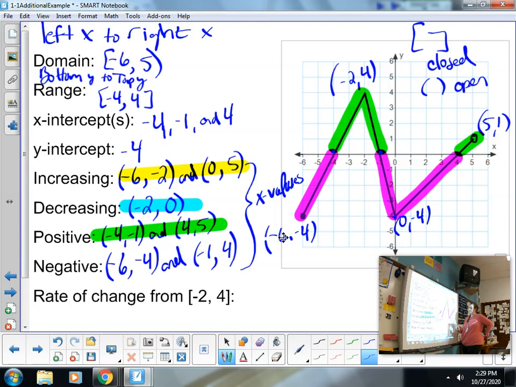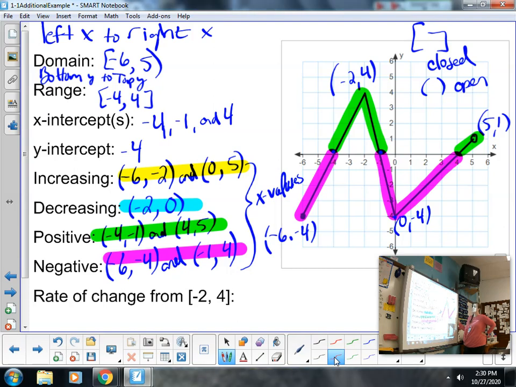So again, naming x values for those. And that one is going to be in the pink color. So that's increasing, decreasing, positive, negative. The only thing left to do now is figure out your rate of change. Your rate of change is merely your slope.